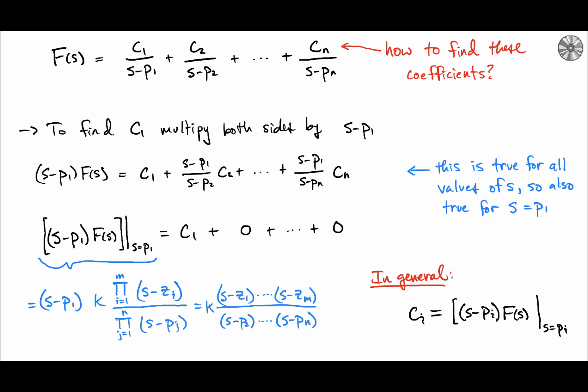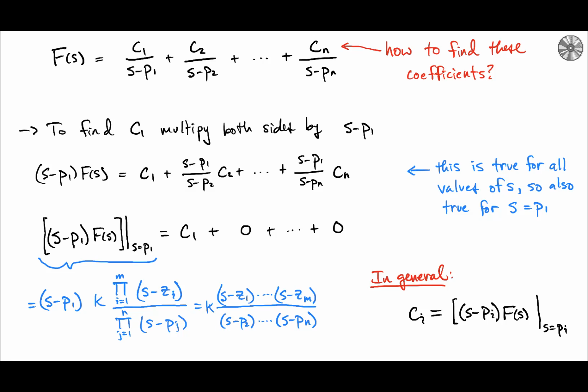So if we multiply capital F of S by S minus P1, then that effectively cancels that element out of the denominator. And in our partial fraction representation, we get a quantity where the coefficient C1 is now without a denominator, and we multiply all the rest of the other terms by S minus P1. And then what we do is we evaluate both left and right hand sides when S is equal to P1. So the left and the right hand sides always have to be equal because F of S should be equal to this partial fraction expansion.